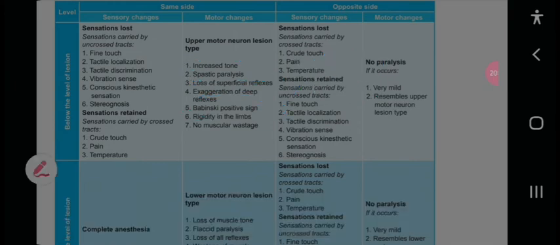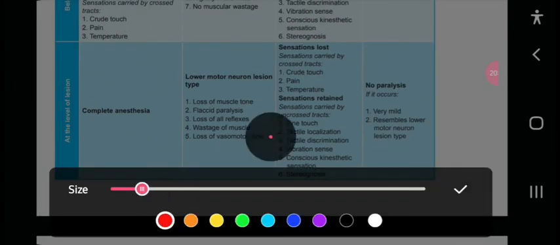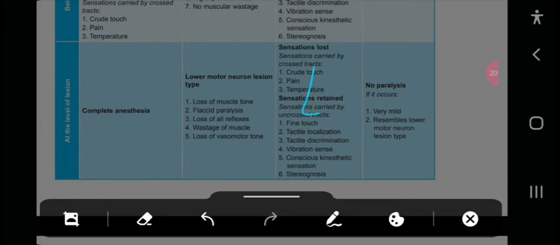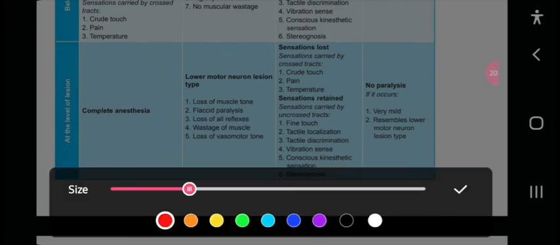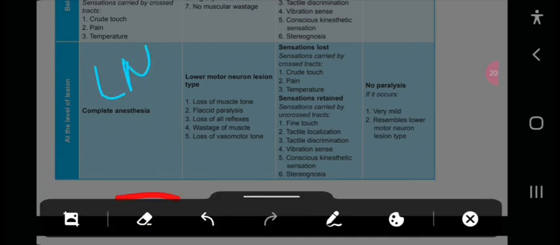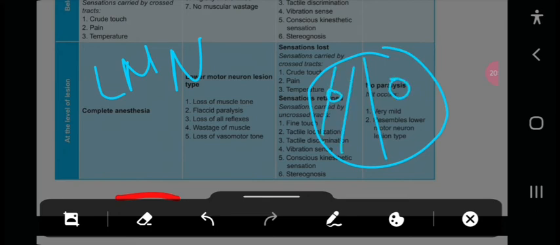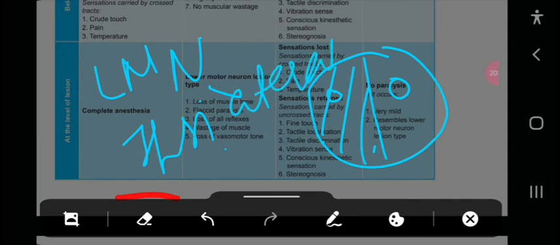In upper motor neuron lesion, spastic paralysis; and in lower motor neuron lesion, flaccid paralysis and loss of all reflexes, and Babinski sign is negative. And in LMN lesion, like if this is your face, then what happens is ipsilateral loss of the half of the face.